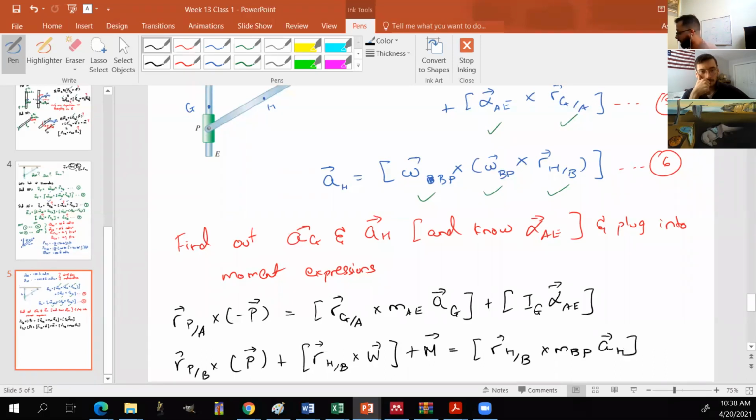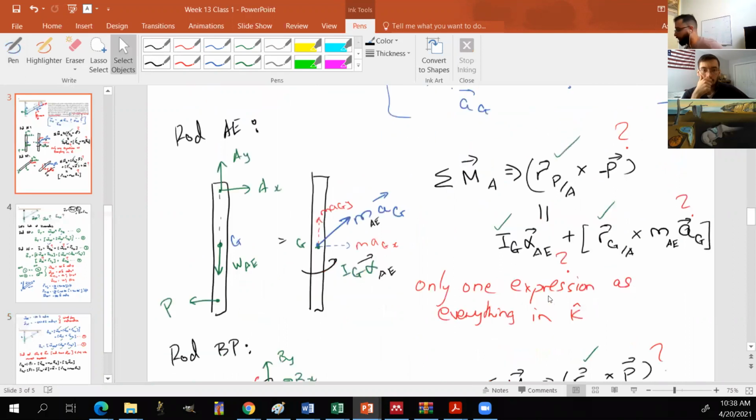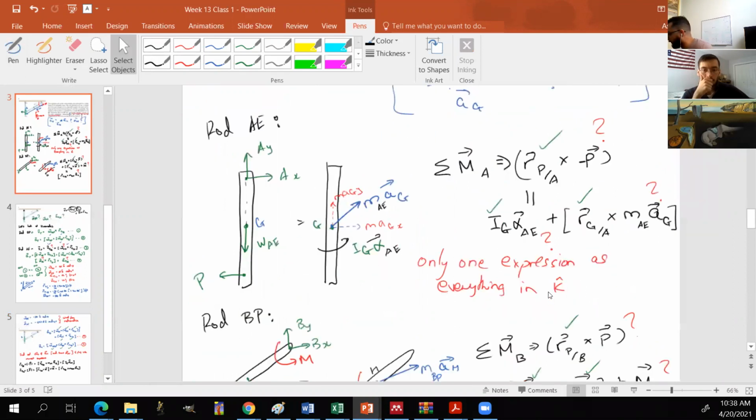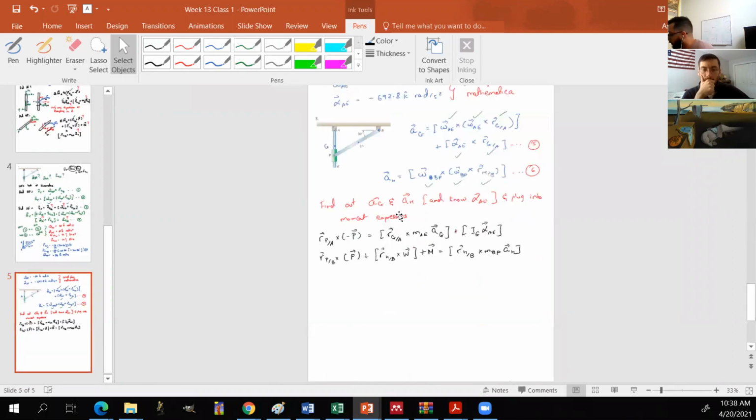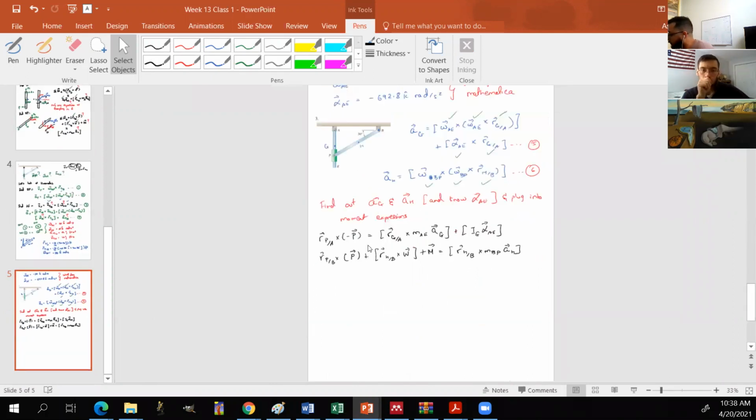And guys, if you're wondering where I'm getting these equations from, they're the same equations that we learned initially when we were looking at the kinetics. I'm just rewriting them on the last page for you guys. It's these two expressions over here. So you found out what those accelerations are, plug them in here, and I'll give you guys the setup.